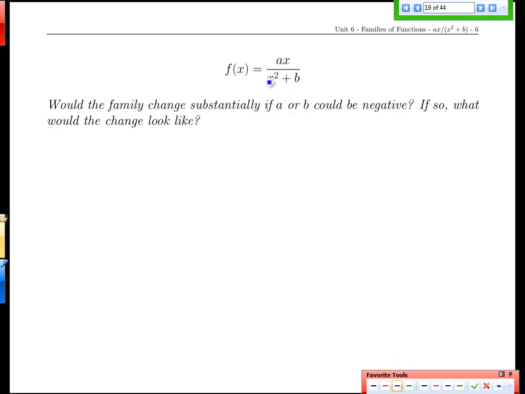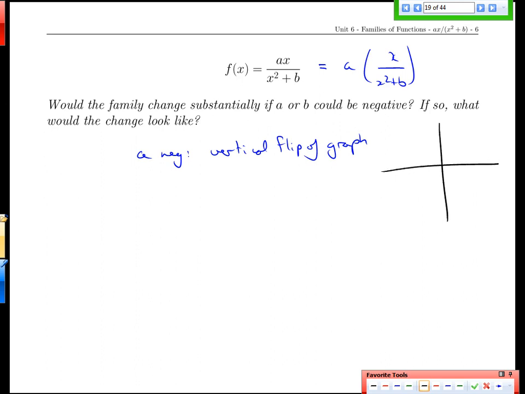So far we've only explored this family when the values of a and b were positive, and that's a reasonable collection to assume. If a were negative, what would happen though? Well, a is just a multiplier of the whole function. It can be factored out. And so a negative would give us a vertical flip of the graph. And if that's the case, the basic shape would be the same, except instead of being down like this and then back, the graph would be like this. This would be with a negative.